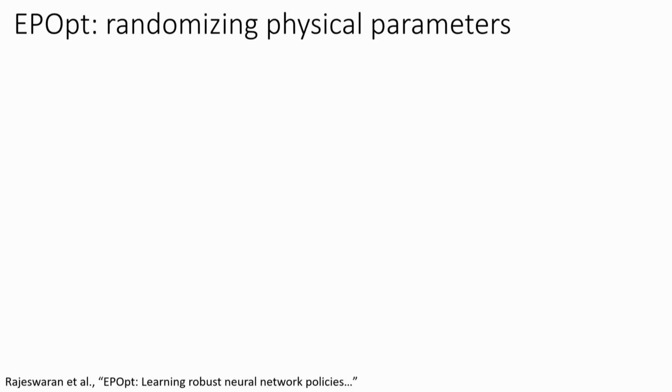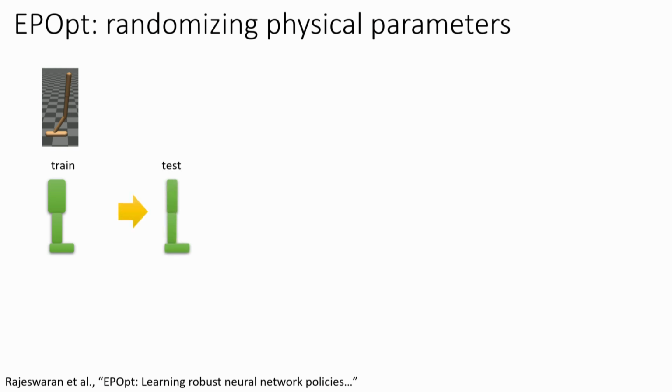So the first paper I'll discuss that does some variant of this, that exploits this idea, is a paper by Rajeswaran et al. called EPOpt. And this paper is concerned with randomizing physics parameters. So the idea is this: if you have a little hopping robot, like the one that you had on homework 1, and you want to train with one particular physical configuration of this hopping robot, and then you'd like to transfer to a version of this hopping robot that has maybe a lighter upper body or a heavier body, so some kind of physical variability.